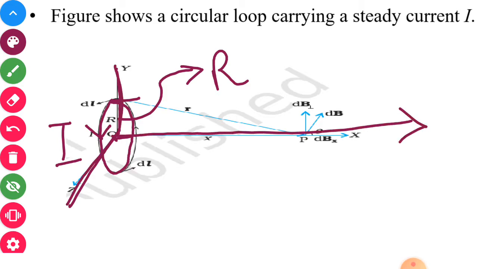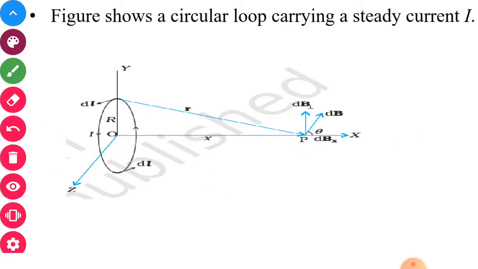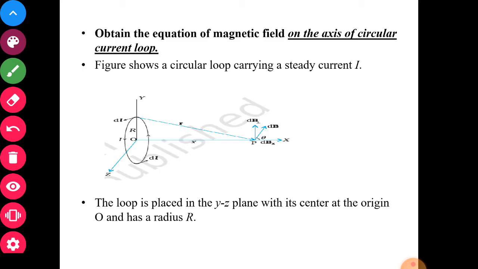The x axis, as you know, is perpendicular to y and z axis, and we want to find out the magnetic field at this point P, which is at distance x from the center. From the center the distance of this point P is x.